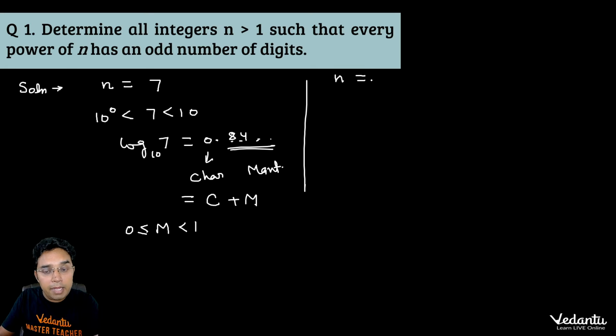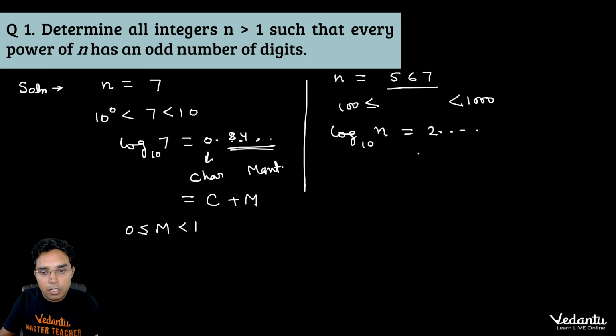Similarly, if you take n as a 3-digit number, let us say 567, this number is less than 1000 and greater than or equal to 100. So log of n base 10 for this 567 will be 2 point something. So you can write C plus M, and for this 3-digit number, C will be 2. Now similarly you can see whenever n has an odd number of digits, its characteristic is going to be an even number. So for any n that has an odd number of digits, C will be an even number.